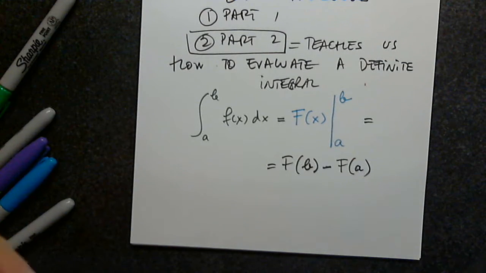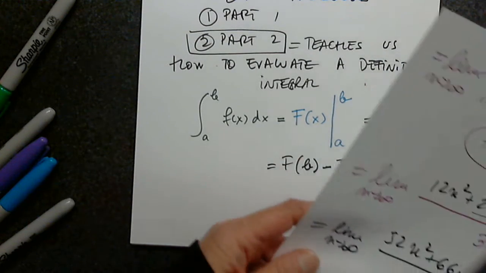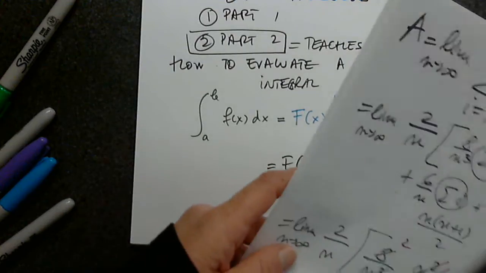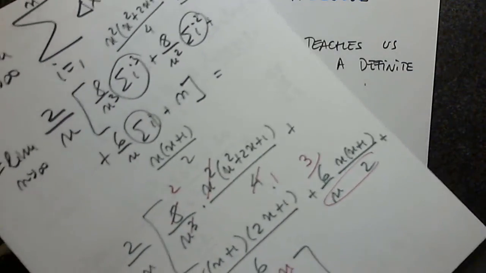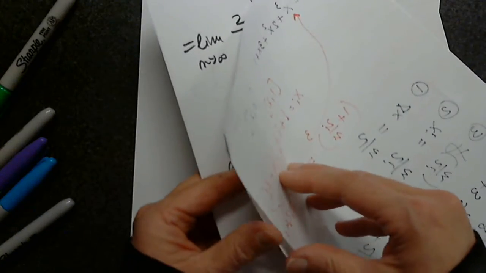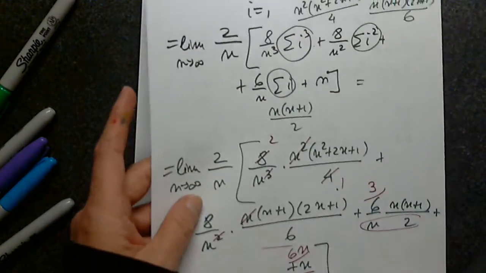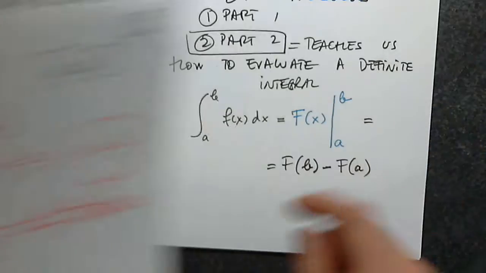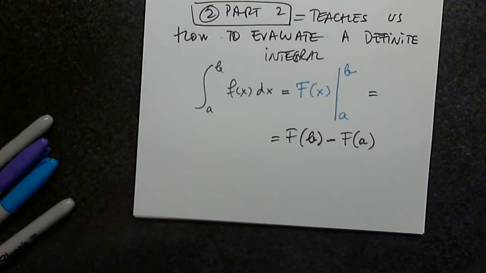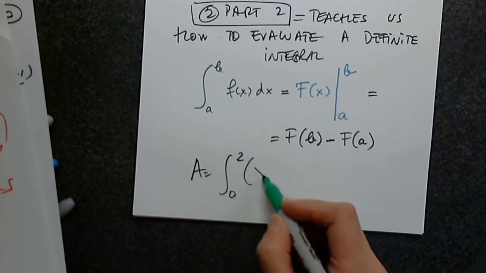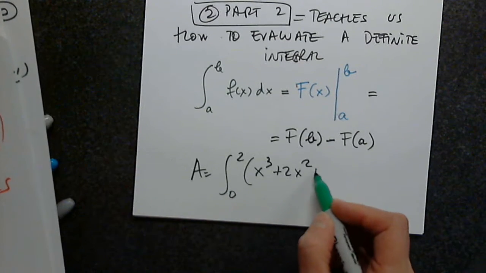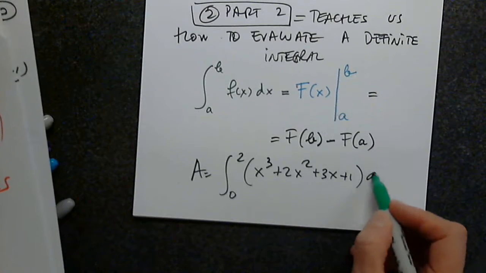So let's go back to our function. Which one will you want to start with? You want to start with this ugly one, the last one? Okay, so let's start with the ugly one. We chose the interval 0, 2. So we want to find the area between 0 and 2 from the function x cubed plus 2x squared plus 3x plus 1 dx.